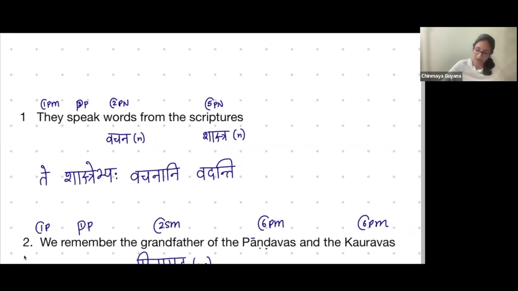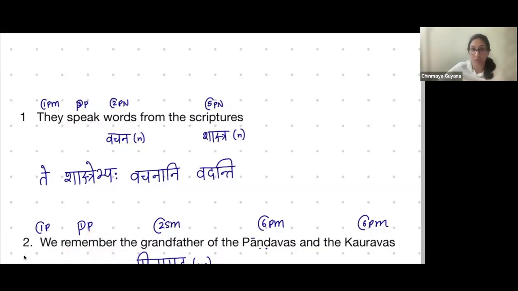We remember the grandfather of the Pandavas and the Kauravas. What's our verb? Remember. Remember is the verb. Who remembers? We remember. So our subject is first case plural. No gender because we. First case plural. So our verb is going to be first person because I and we is first person and plural. So subject and verb match.